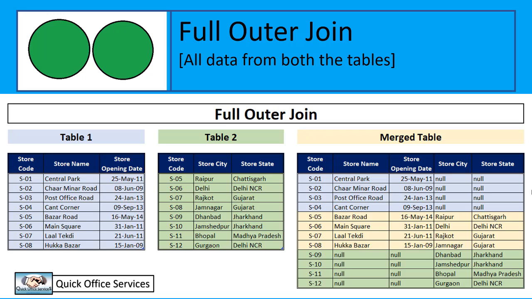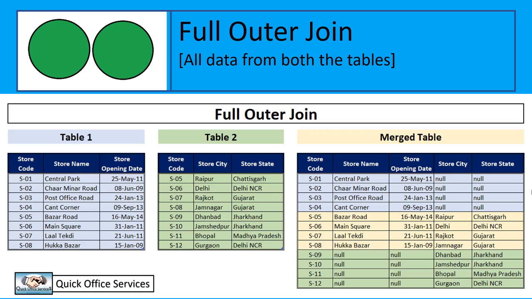And same thing is with the last 4 stores which are not there in table 1. So store name and store opening date values are not available for those 4 stores. So null is appearing there. But since we have used full outer join here, it will combine all the data, and wherever the matching data is not available, then it will put null in that place. Okay, so this is the example of full outer join, all data from both the tables.